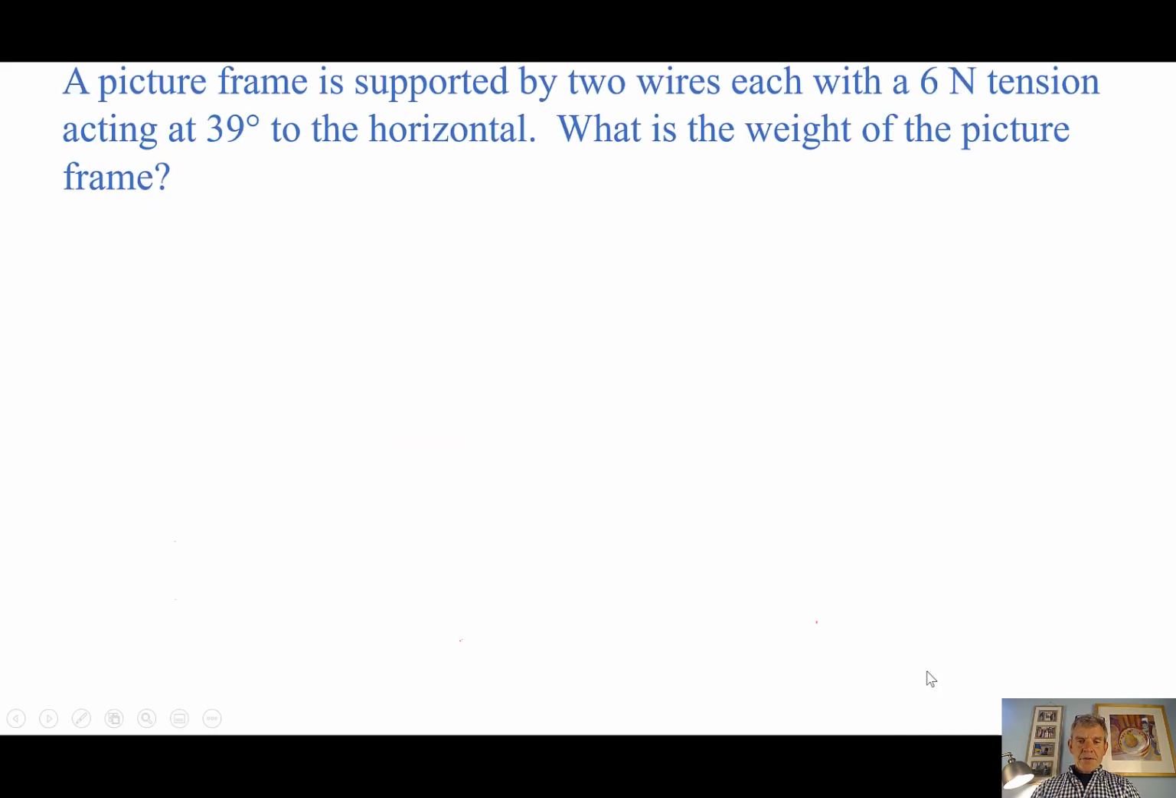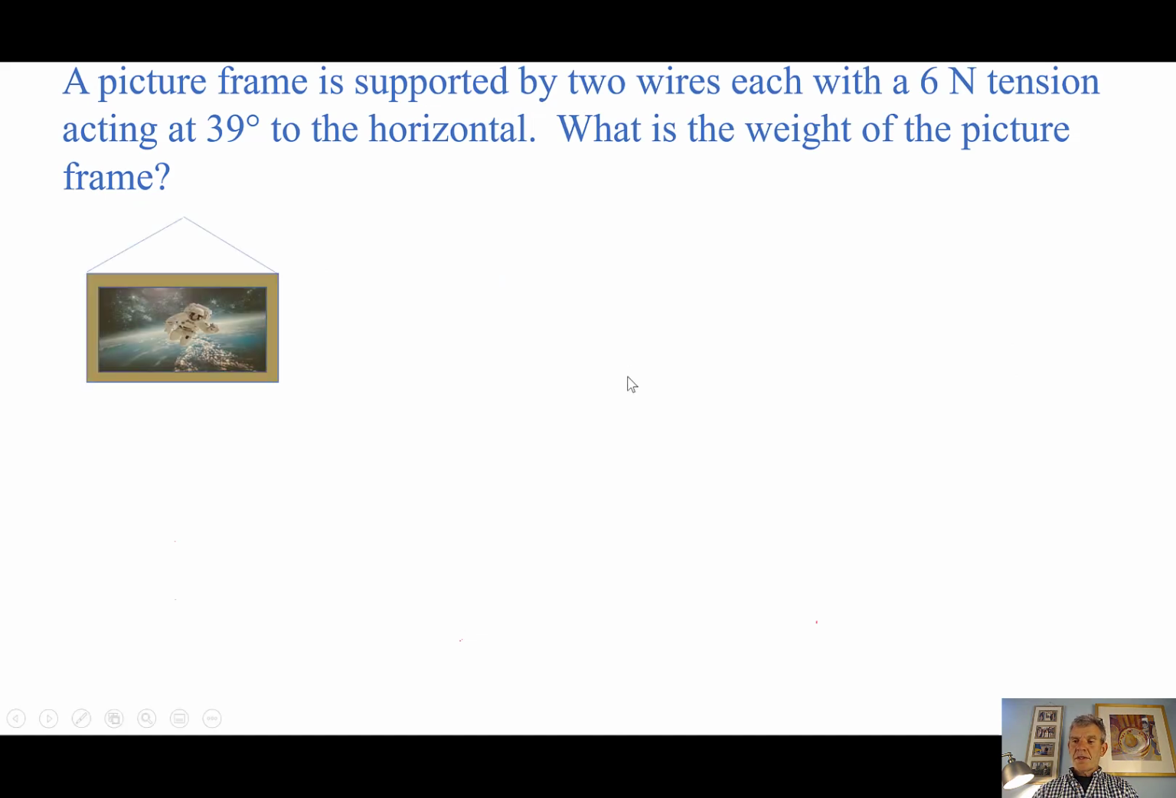Here's a slightly more difficult question. A picture frame is supported by two wires, each with a 6 Newton tension acting at 39 degrees to the horizontal. The question is, what is the weight of the picture frame?